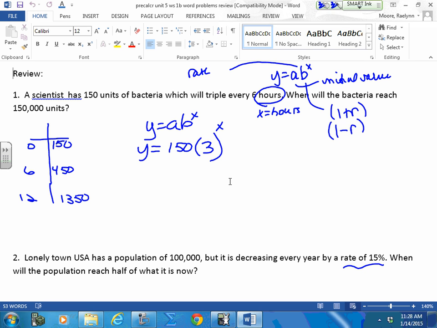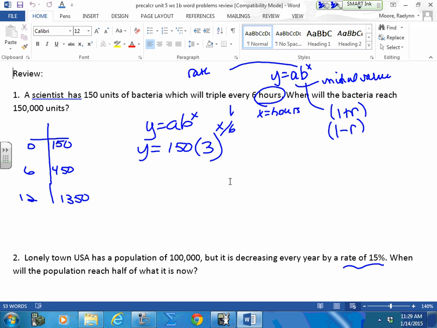Time in hours. Am I tripling every hour? No. And I can see from my chart, I'm tripling every 6. So how do I write my cycle? Every 6. Divide by 6. So don't I want 12 divided by 6, 6 divided by 6? Every 6 hours I want.